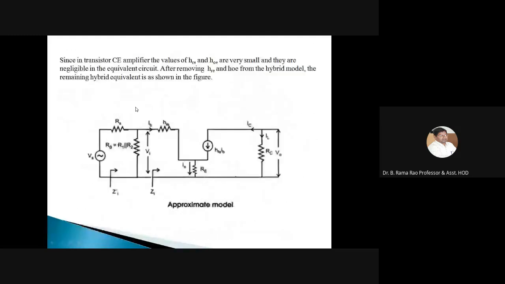Yeah, this is VB. We termed it as VB. While taking the common IB, it becomes IB into HIE plus 1 plus HF into RL. RL means RC, or whatever, the load resistance or load. Okay, so this is the equation for input voltage. Earlier we mentioned the same; we have taken it here.